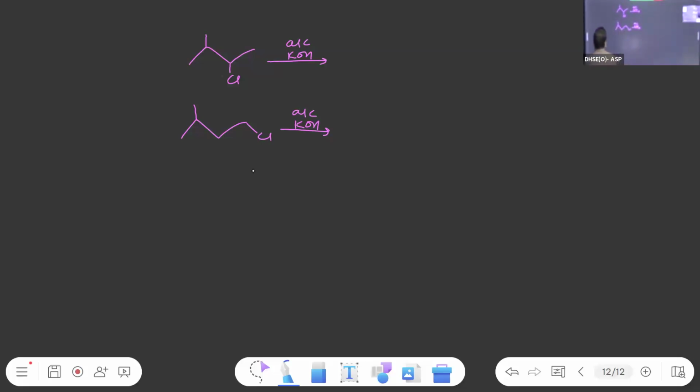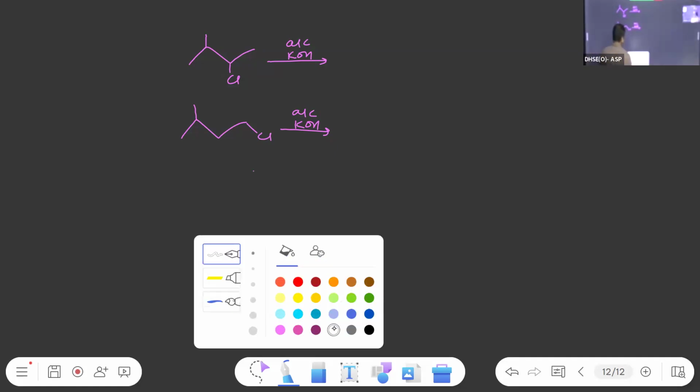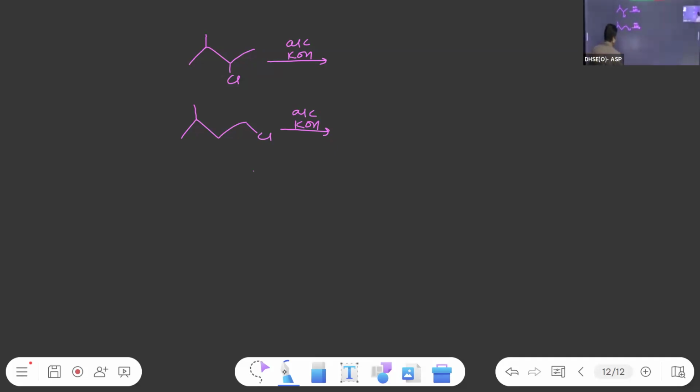First compound is 2-chloro 2-methyl butane. Second is 1-chloro 3-methyl butane. What are the products after the elimination reaction? Let us see the mechanism. First step, right? Mechanism.